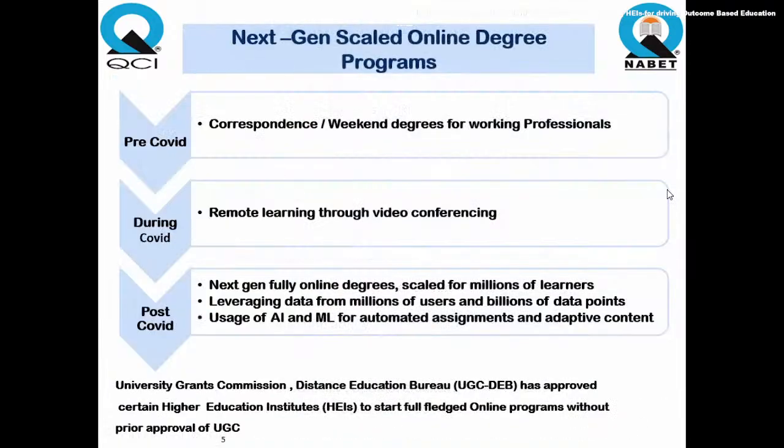If we look at the next generation scaled online degree programs, pre-COVID, we had correspondence and weekend degrees for the working professionals. During COVID, it was complete remote learning through video conferencing around the world. And post-COVID, we have the scenario of next-gen fully online degrees scaled for millions of learners, leveraging data from millions of users and billions of data points, and usage of AI/ML for automated assignments and adaptive content. UGC, the Distance Education Bureau, has approved certain higher education institutes to start full-fledged online programs without the prior approval of UGC.